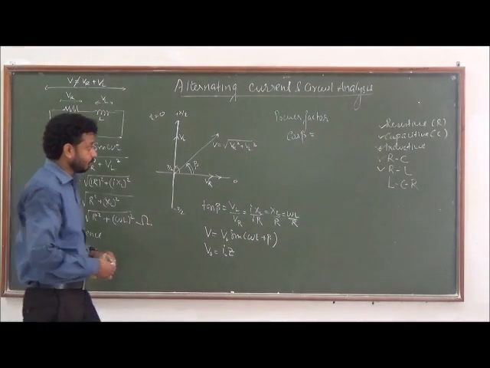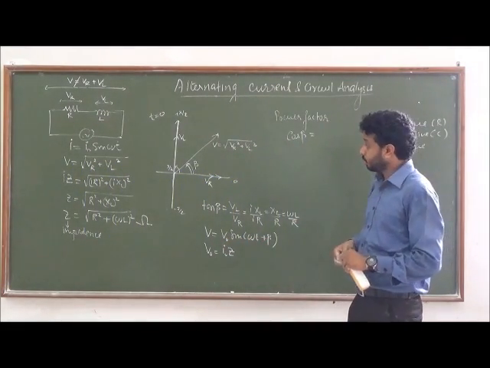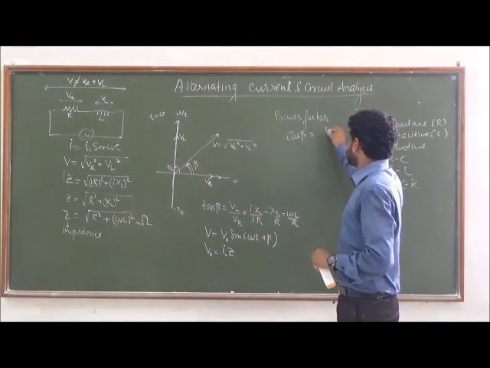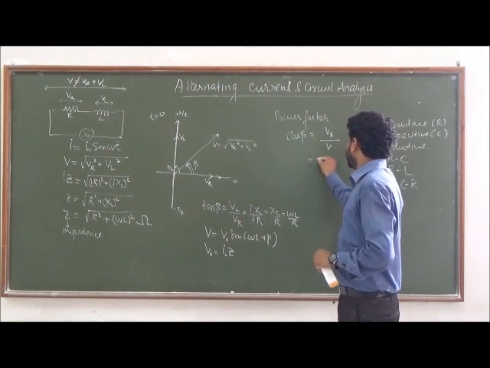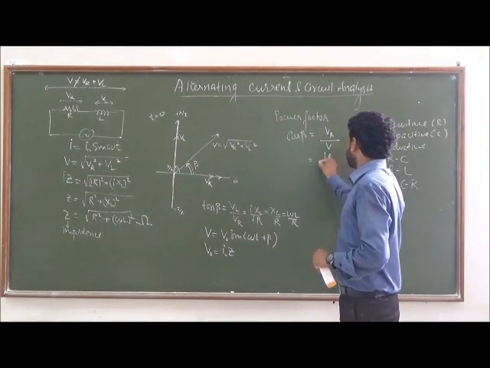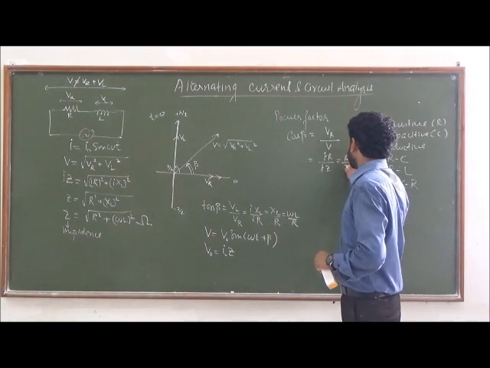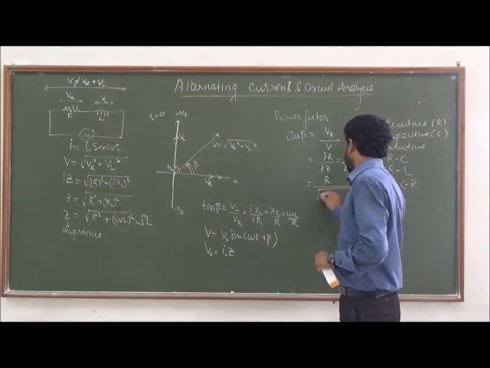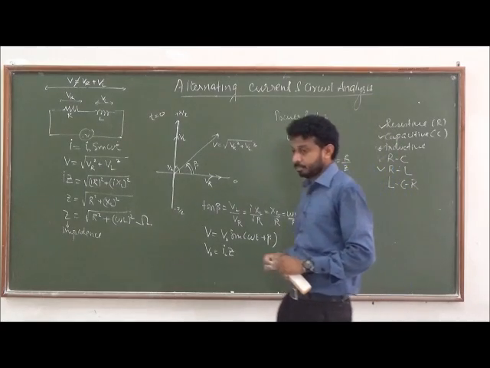And for this circuit, again the power factor is defined as cos beta, and cos beta is base by hypotenuse. So base is VR and hypotenuse is V, and that is equal to I times R divided by I times Z. I gets cancelled out, you are left with R by Z, which is equal to R divided by root over R square plus omega L the whole square.